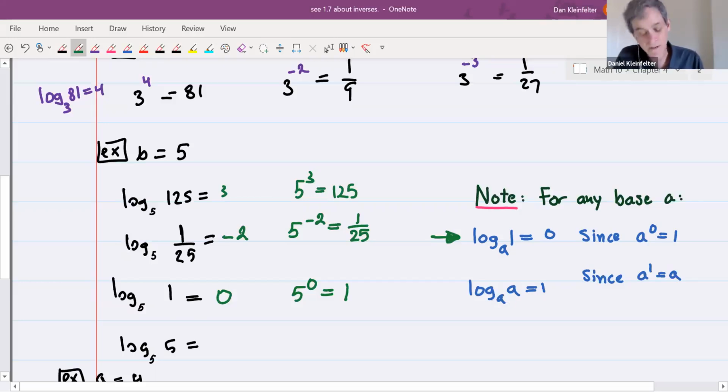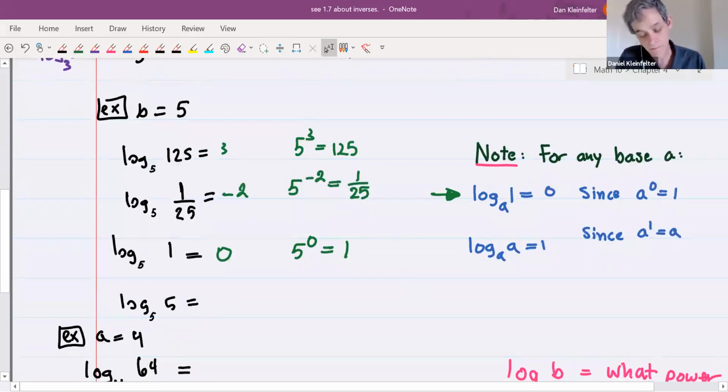The other one we'll have is that the base A logarithm of A is equal to 1 because A raised to the first power will equal A. So trying that with our 5, the base 5 logarithm of 5 is 1 because 5 raised to the first power is going to equal 5.